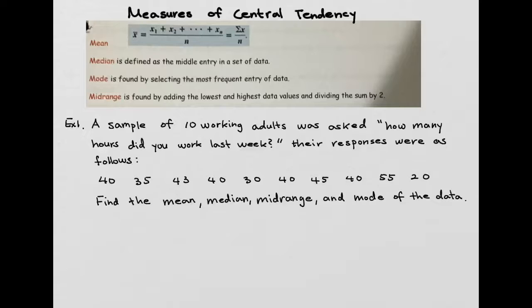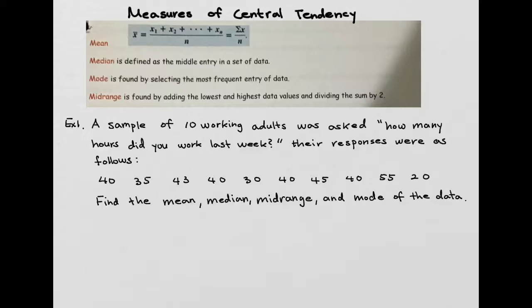So here, example 1, we have sample data, and this is how many hours did you work last week. These are questions people were answering. So we have a few data. With this, we're going to do how to find mean, median, mid-range, and mode.